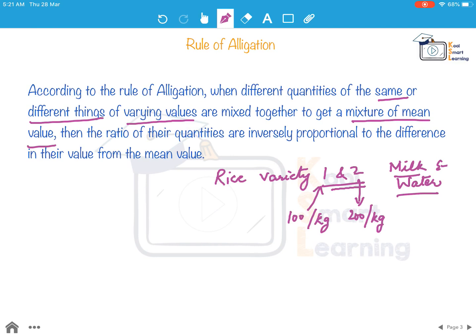So this rule of alligation, now let's read it again. According to this rule, when different quantities of the same or different things of varying values are mixed together to get a mixture of mean value, then the ratio of their quantities is inversely proportional to the difference of their value from the mean value. Now, let's understand what it mathematically converts to.